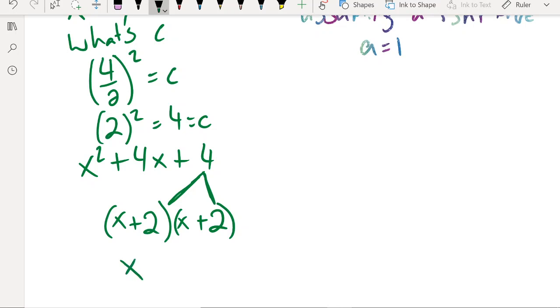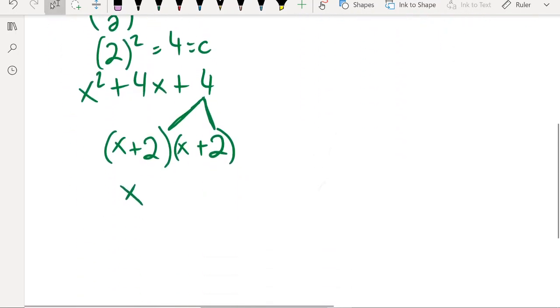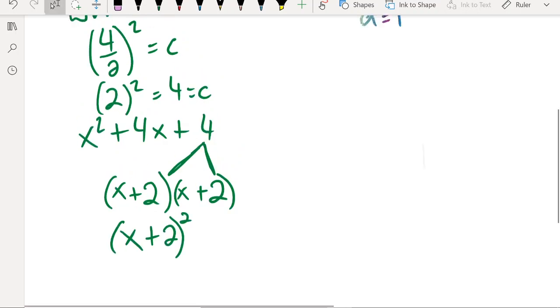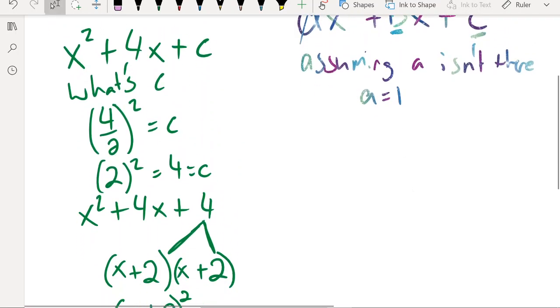And then, all right, so that was step 4. Right, step 4, factor. Step 5, we're just going to write it as x plus 2 and then put a little square here, which means x plus 2 times x plus 2. And we're done. Right?